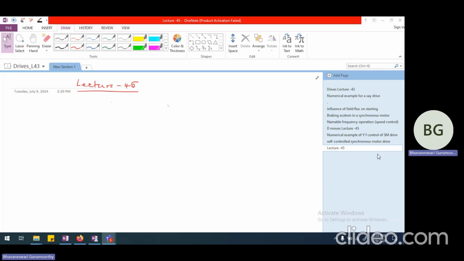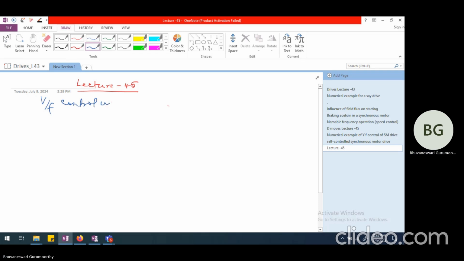Good evening. We are continuing with synchronous motor drive. In the last class, I had told that we would be working out one numerical example on variable frequency control of synchronous motor drive. We had already looked at V by F control.